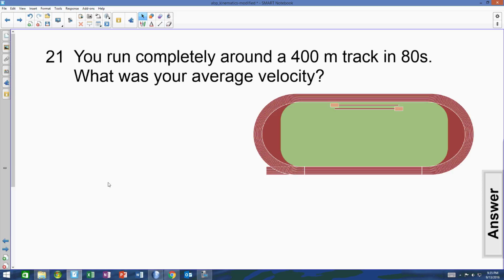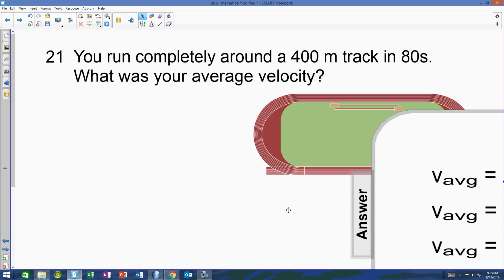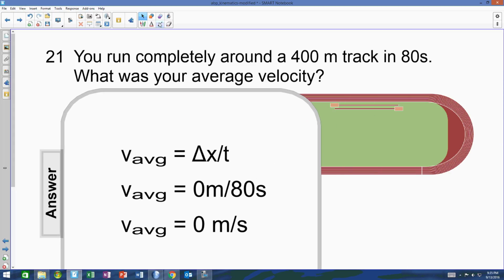You run completely around a 400-meter track in 80 seconds. What is your average velocity? Pause the video now if you need to. Okay, so let's take a look at the answer. Your average velocity is going to be the displacement divided by the time. Well, your displacement is 0 meters. So that means your average velocity is 0 meters per second.